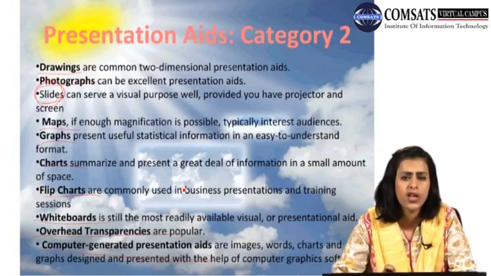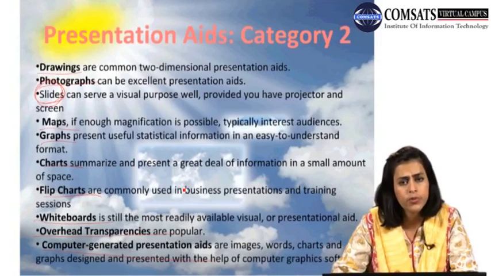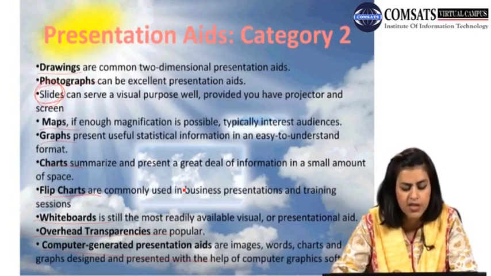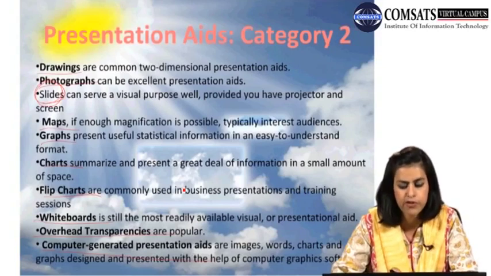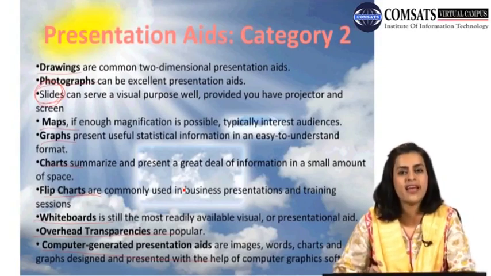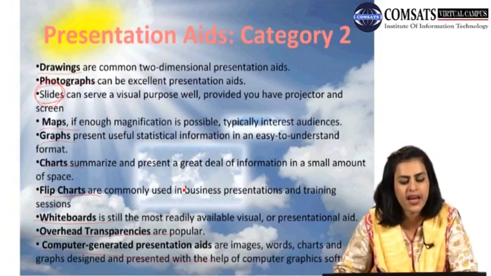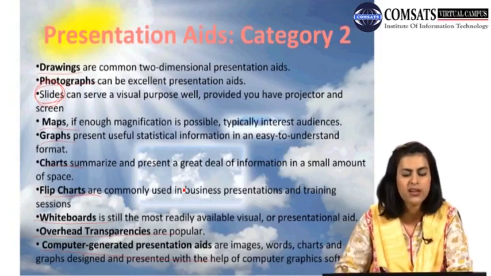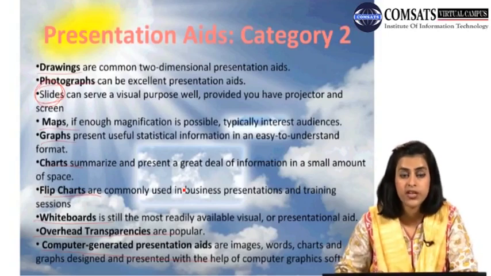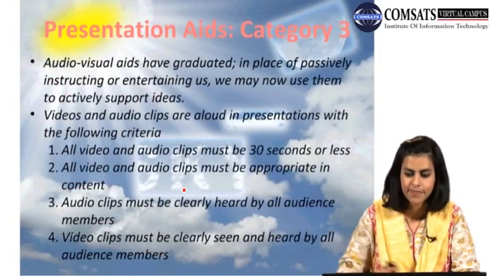Overhead transparencies are really very popular, and they are still functional in the modern era. Computer-generated presentation aids are images, words, charts, and graphs which are designed and presented with the help of computer graphics and software. So this is category 2, which basically includes drawings, photographs, slides, maps, graphs, charts, flip charts, whiteboards, overhead projectors, and computer-generated presentations.